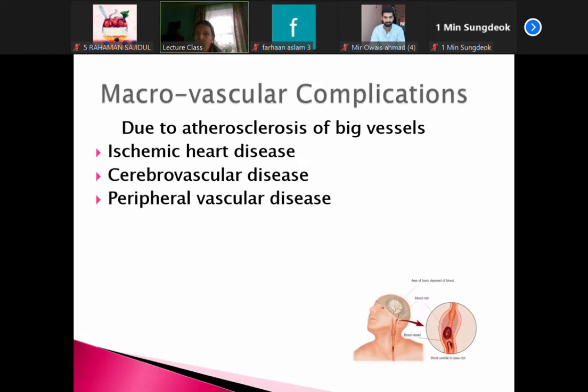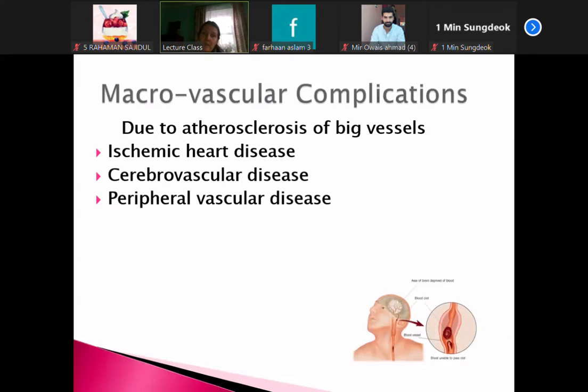Microvascular complications, I will not tell you about that. Relax, because this is the topic of your other subjects. But remember, what are the macrovascular complications of diabetes? Atherosclerosis: hyperglycemia provokes formation of atherosclerotic clots and plaques on the inner endothelium of big vessels.